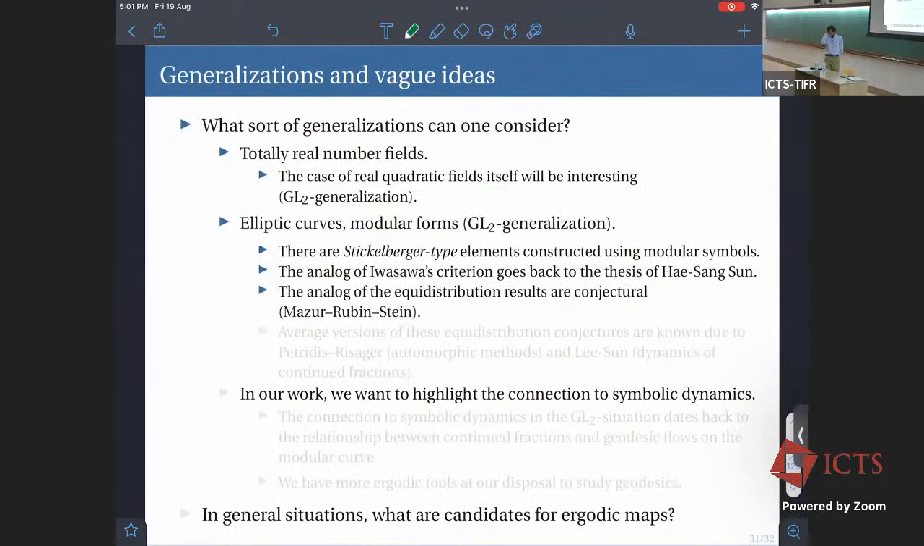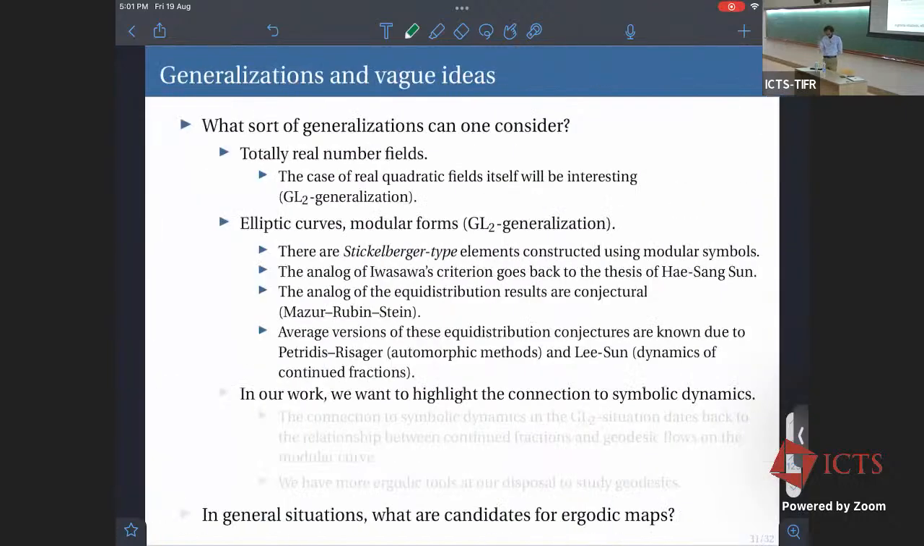And so, are there analogs of these equidistribution results? And there are some conjectural results. There are some equidistribution conjectures due to Mazur, Rubin, and Stein. And I think it's not known right now. This analog of Ferrero-Washington is not known, but what's known is some average version of those equidistribution conjectures due to Petridis and Risager, and then Jungwon Lee and Hae-Sang Sun also proved it later.